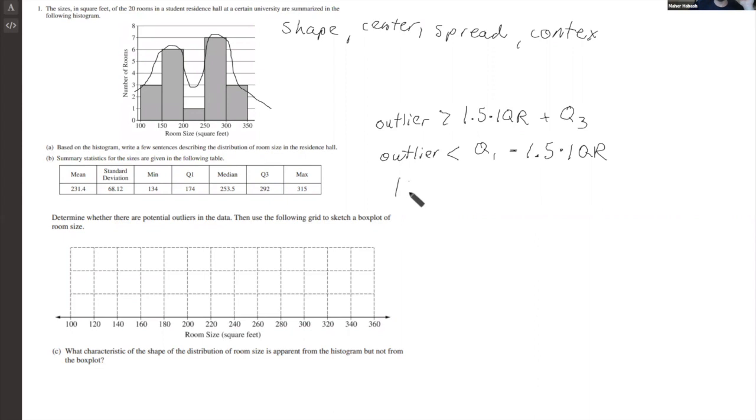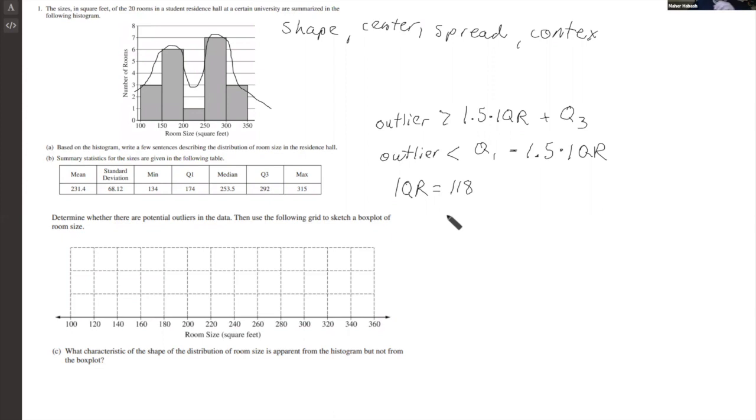Would you subtract the Q3 and minus Q1, right? Exactly, the value of Q3 minus Q1. So a lot of calculators, use them every time you can. 292 minus 174, an interquartile range of 118. Therefore, the outlier will have to be, let's do 1.5 times 118, plus the third quartile, plus 292.